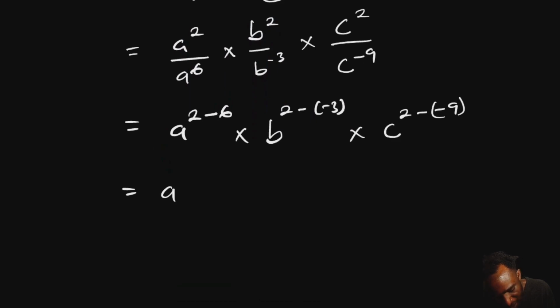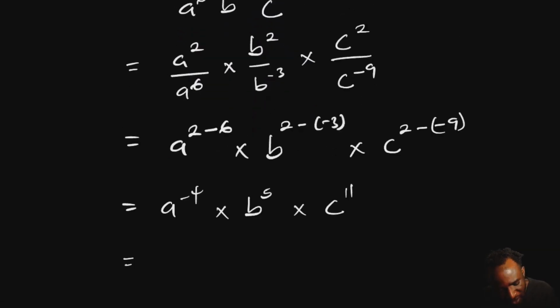So we have a: 2 minus 6 is minus 4. Over here b: 2 minus 3, which is the same as 2 plus 3, which is 5. And then we have c: 2 minus 9, which is 11. So in this case, we have further simplified it over here.